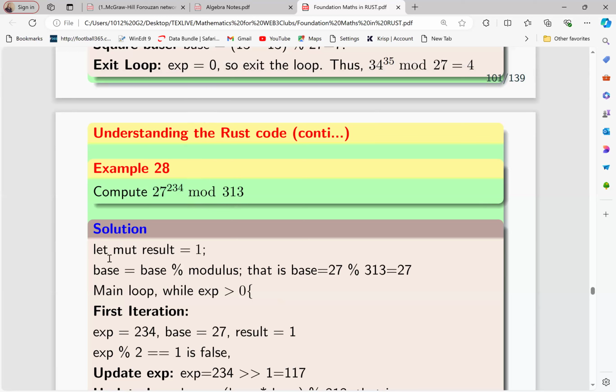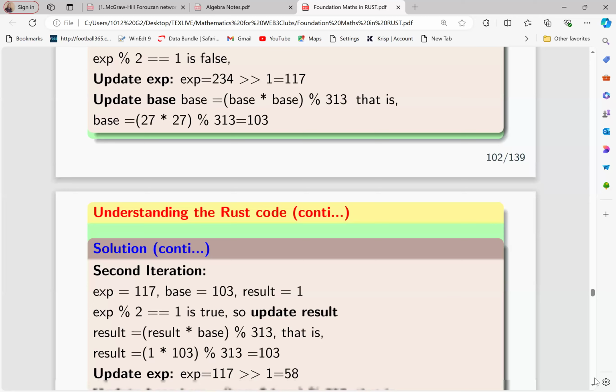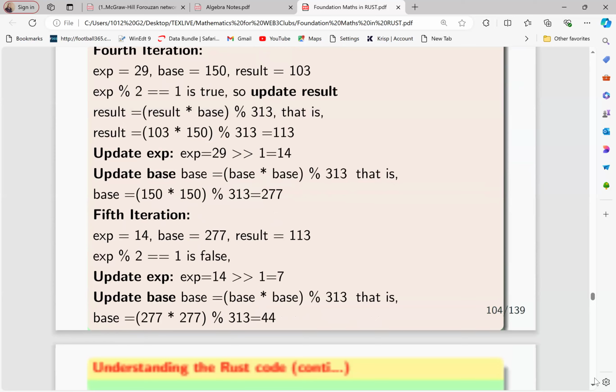So how the code will then work out is, first of all, letting the result be 1. Then the base change reduces the base, but this base is already reduced. But of course, when you reduce it, you still get the same thing, 27. If it had been bigger than 313, you would have seen a different base here. So you divide it by 313 and then write the remainder. You can go through this example again, just an explanation of how that code would work to give us the result.